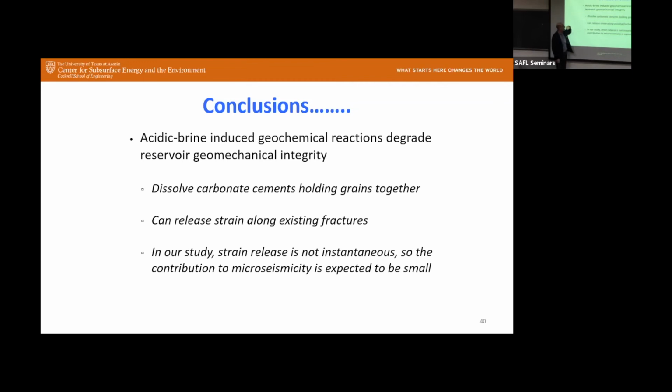This acidic brine induces geochemical reactions. They do degrade the geomechanical integrity of the reservoir where that brine's flowing. They dissolve the carbonate cements that hold the grains together, and they can release strain. But at least in our study, this strain release is relatively slow, so it seems unlikely that it's contributing to microseismicity at the Mount Simon sandstone.